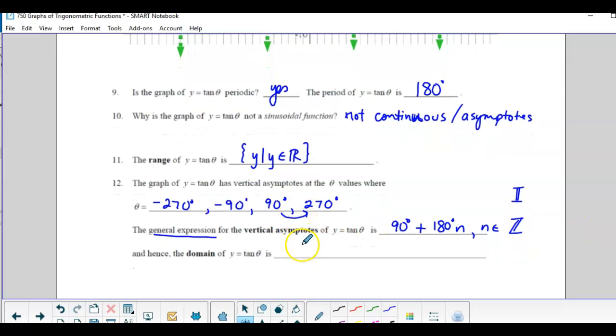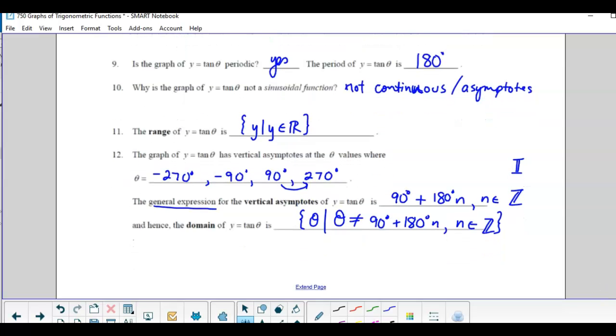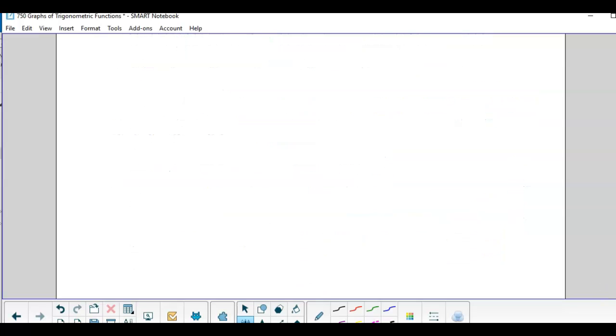So the domain, then, if those are the asymptotes, now our domain is everything except those. So all values of theta, where theta is not equal to 90 plus 180 degrees times n, an element of the set of integers. Okay? And that's it.